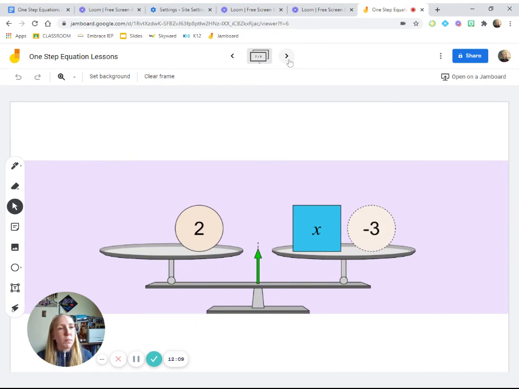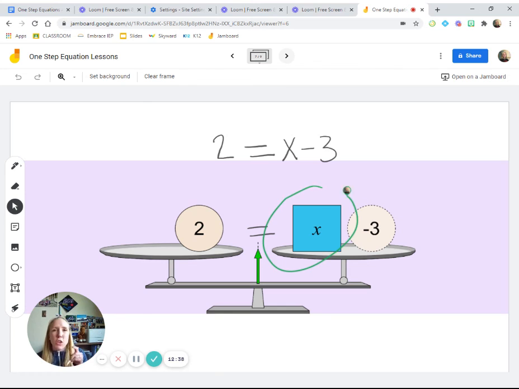Okay, looking at this picture, we're going to write the equation first again. It's really handy to be able to write the equation first. So here's my equal sign on the scale or on the balance. Here's my equal sign for writing the equation. On the left side of the equation, I have 2. On the right side of the equation, I have x minus 3. So again, we've got to think about what could be in this box that you could take 3 away from and be left with still having 2.